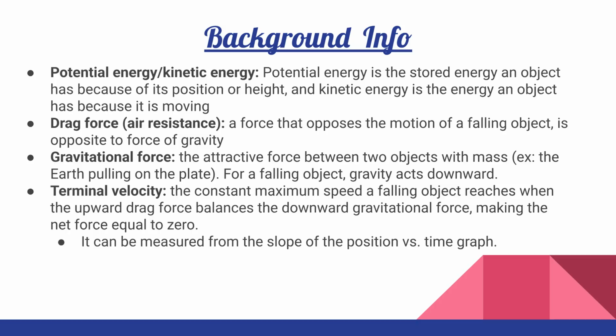Potential energy is the stored energy an object has because of its position or height, and kinetic energy is the energy an object has because it is moving. Drag force is a force that opposes the motion of a falling object, is opposite to the force of gravity. Gravitational force is the attractive force between two objects with mass, and terminal velocity is the constant maximum speed a falling object reaches when the upward drag force balances the downward gravitational force.